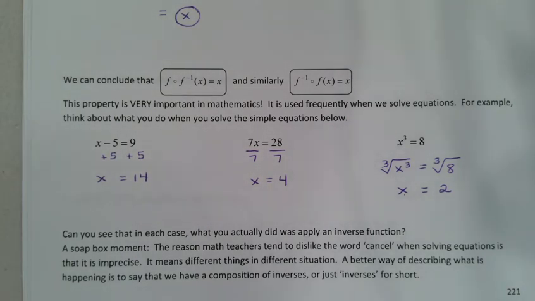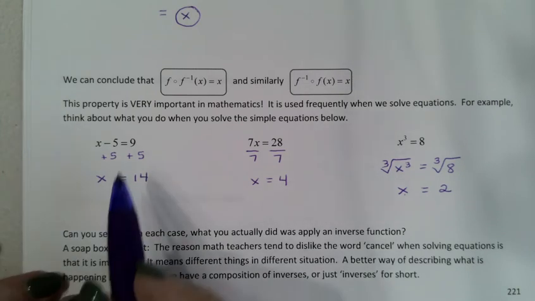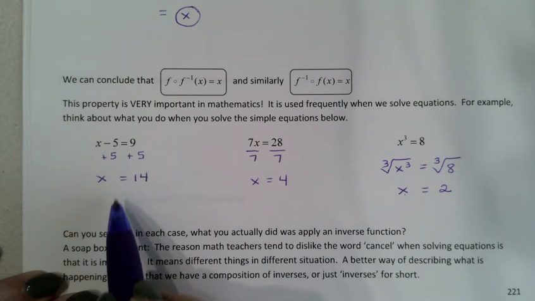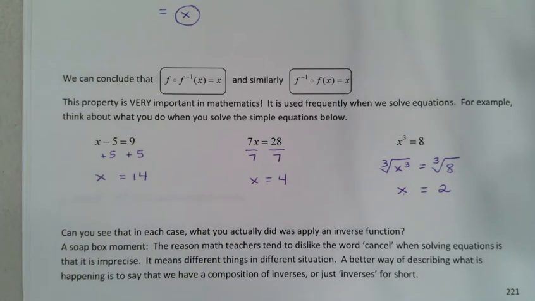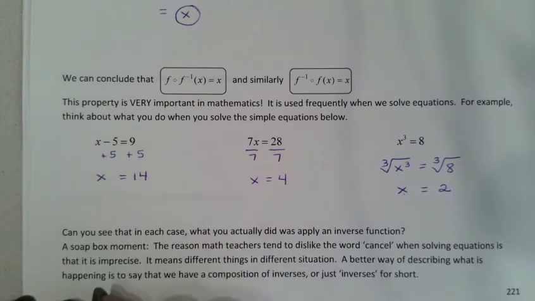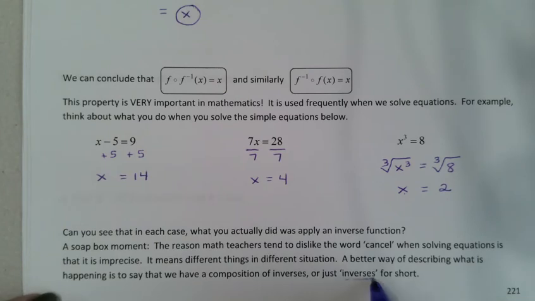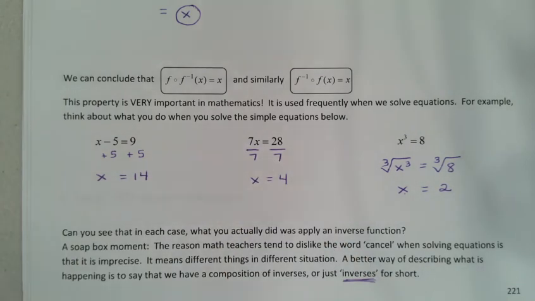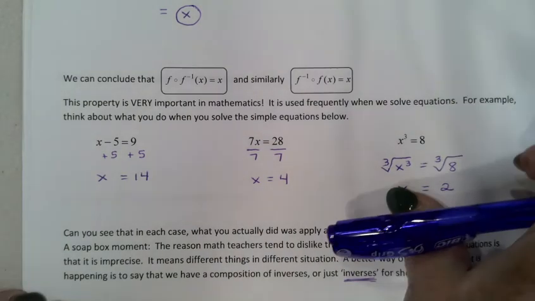A moment here for me to get on my soapbox. One of the reasons that math teachers tend to dislike the word cancel is because cancel means different things in different situations. Here people like to say, oh, cancel those 5s and we get 14. And over here they might like to say, hey, cancel those 7s and we get x equals 4. Well, what does cancel really mean? Here it means add the 5 and the negative 5 to get 0. Here it means 7 divided by 7 is 1. Those don't mean the same thing at all. So try not to use the word cancel. What you're really doing are inverses. And so what I'll usually say here is, those are inverses, they add up to 0. Or those are inverses, they divide to 1. But I try to avoid that word cancel, because it means a different thing in a different situation. All right, climbing off the soapbox now.